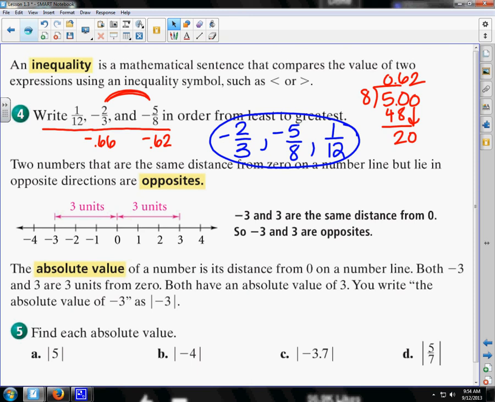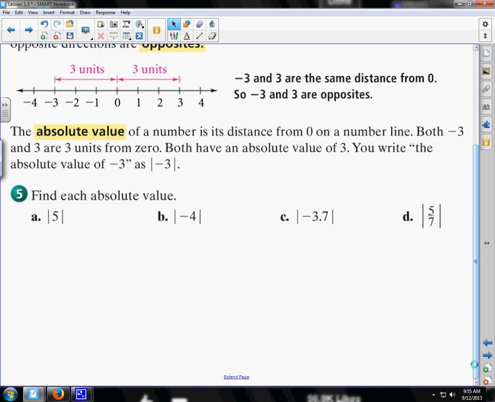All right, 2 numbers that are the same distance from 0 on a number line but lie in opposite directions are opposites. So -3 and 3 are opposites. So just write that down, opposites. And then absolute value of a number is its distance from 0 on a number line. This should all be a review. So try these 4 problems and then we'll correct.